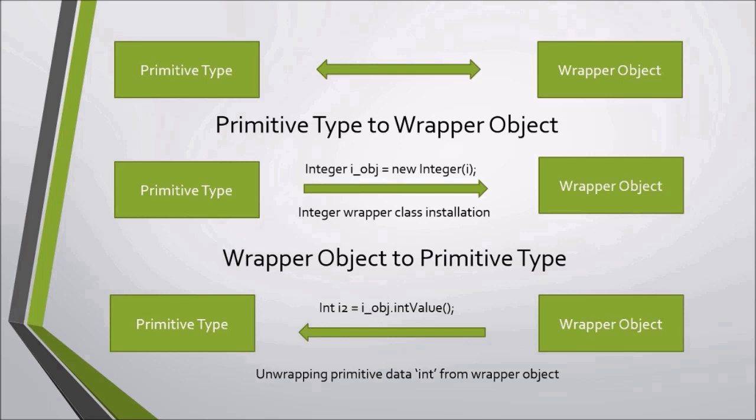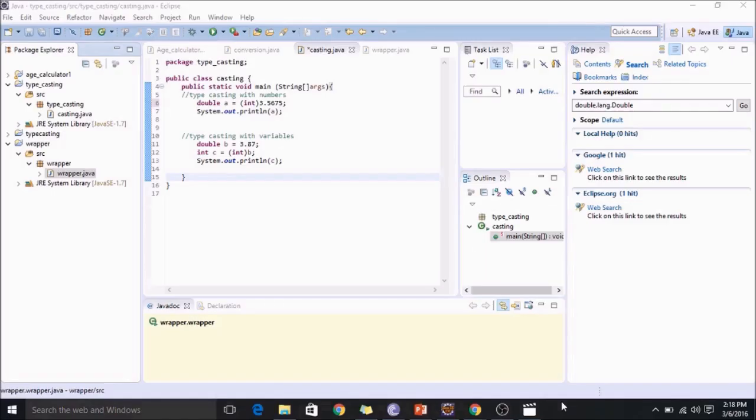Now let's see how it works by running a few programs. This program basically shows how we can typecast. The first part of the program is showing typecasting with a number. Here we have simply declared double a equal to (int) 3.5675. Here the function of the int is that it is simply converting a double value into an integer value.